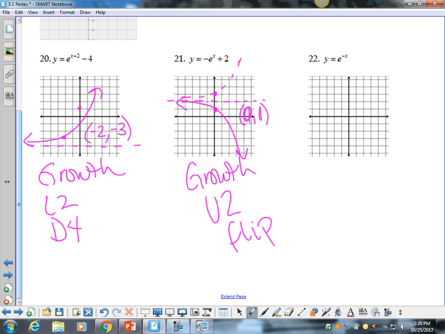Okay, number 22, what is it? It's 1 over 2 and some change, which is going to be decay. It's not shifted at all or flipped. It is just decay.